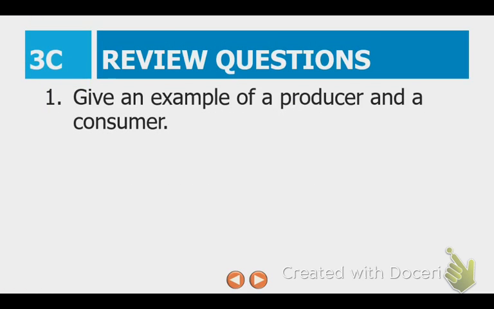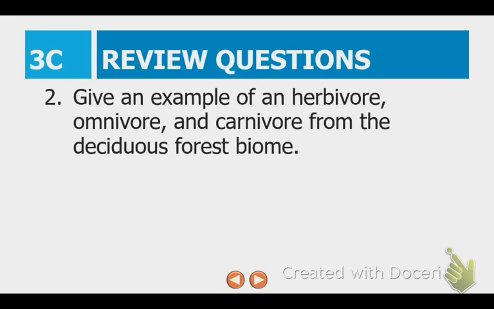So you should be able to give an example of a producer and a consumer. And you should also be able to give an example of an herbivore, omnivore, and carnivore from the deciduous forest biome. So go back to your notes on biomes, look at the types of animals that are in each of those biomes, and give me an example of an herbivore, omnivore, and a carnivore.